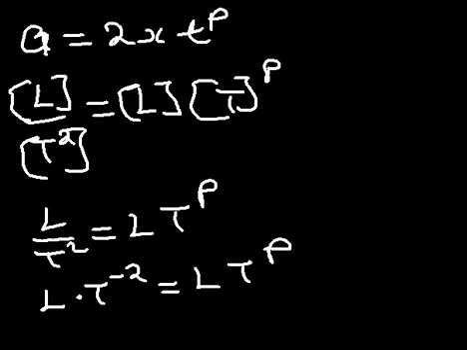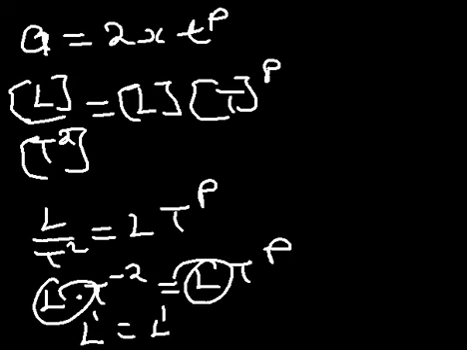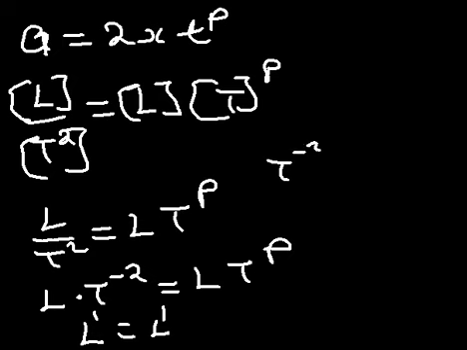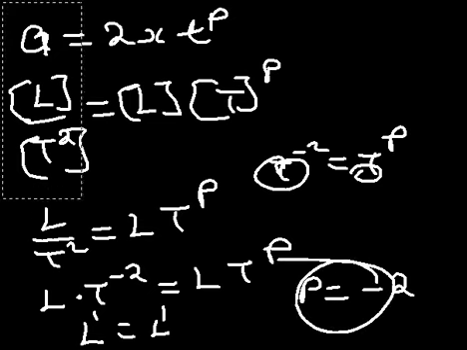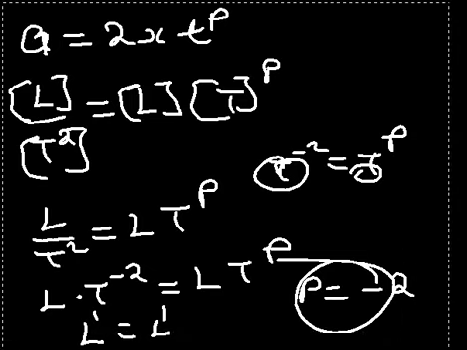So now you can see that L to the power 1 is equal to L to the power 1, if we equate the dimensions in correspondence. And then we'll have t to the power negative 2 is equal to t to the power p. Since the bases are the same, it means the powers are also the same, which means p will be given as negative 2. That is the value of p that makes the formula dimensionally consistent.